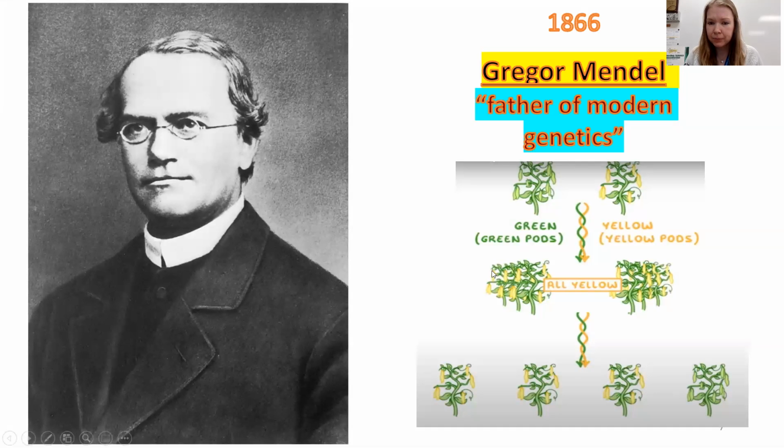And then he took two pea plants from this second generation that were both yellow and crossbred them. And he noticed that 3/4 of the pea plants had yellow pods and only 1/4 had green pods, whereas all the parents had yellow pods. So where did this green pod come from? He thought that this meant that there must be some sort of dominant trait that would be coming through.